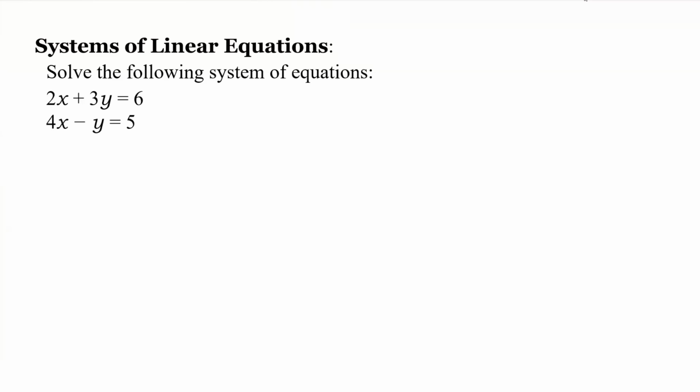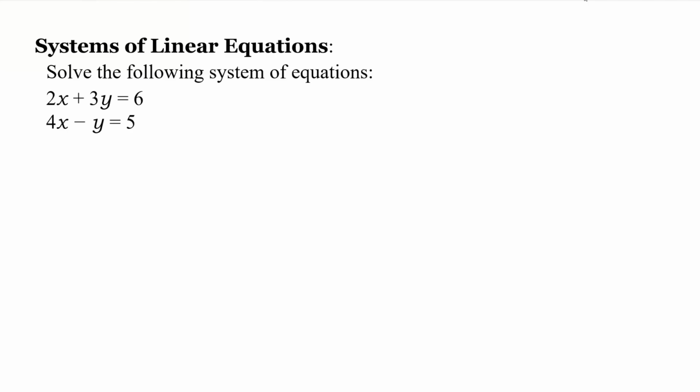Systems of linear equations. So this problem wants us to solve the following system of equations, where we have 2x plus 3y equals 6, and 4x minus y equals 5. So we are going to use elimination to solve this problem. So we are going to try to eliminate one of the variables. So in this case, I'm going to try to eliminate y.